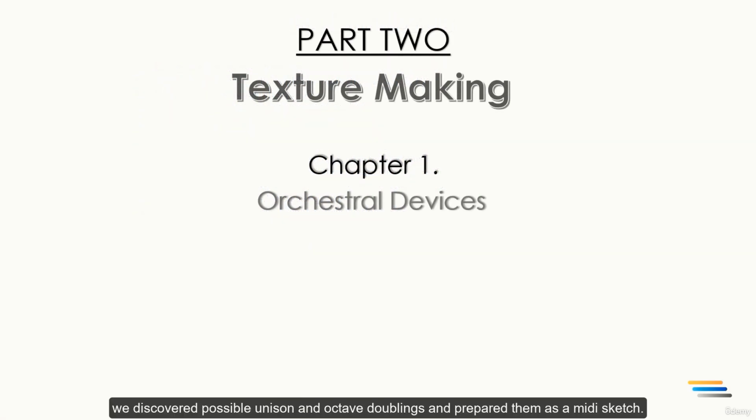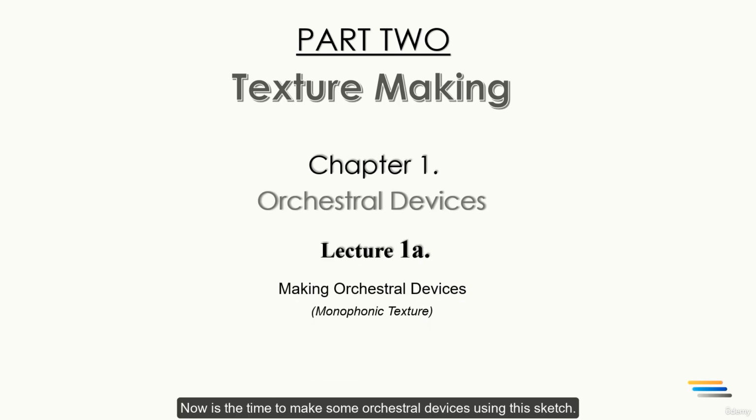In our previous lecture, we discovered possible unison and active doublings and prepared them as a MIDI sketch. Now is the time to make some orchestral devices using this sketch. It should be noted that orchestral devices can be used in various types of textures, like monophonic, homophonic, polyphonic, and so on. Let's start with the monophonic texture.